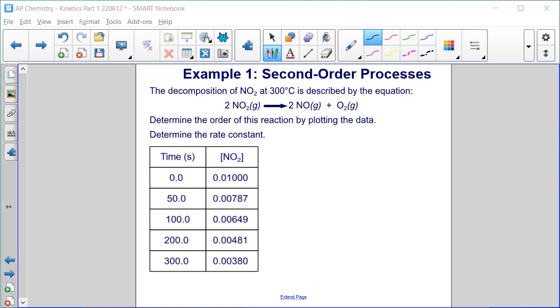So the decomposition of NO2 at 300 degrees C is described by this equation. 2NO2 gas produces 2NO plus O2. Okay? Determine the order of this reaction by plotting the data and determine the rate constant. So here's what we have. We have time data every 50 seconds and then 100 seconds, and then the concentration of NO2 decreasing with respect to time. So in the following slides, we're going to graph this and see what's going on in order to determine the order and determine the rate constant.